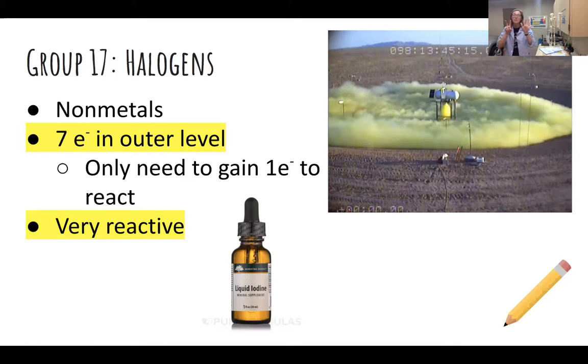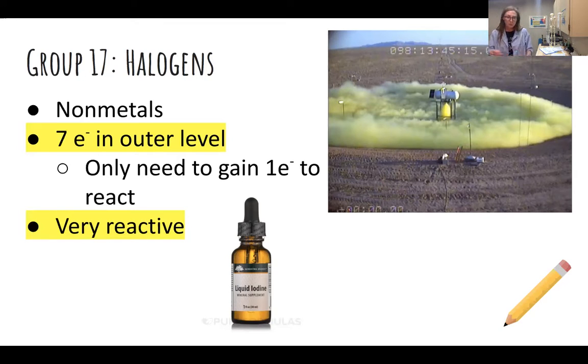And these guys have 7 electrons in their outer level, which means that they are 1 electron away from reaching that magic 8. It is so easy to gain 1 electron. In fact, it's almost equally easy to gain 1 electron as it is to lose 1 electron. So these guys are going to be very, very reactive. They are kind of the counterbalance to that group 1 that only needed to lose 1 electron in order to have that full octet. So these guys here are super reactive because they only have 7 electrons in their outer level.